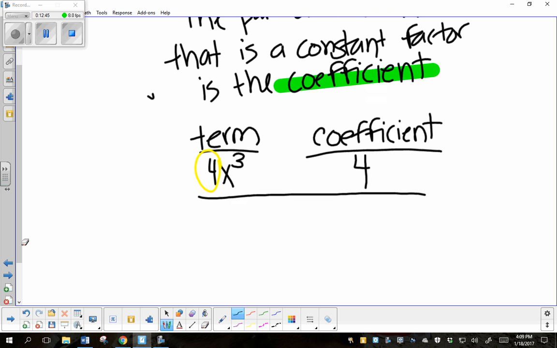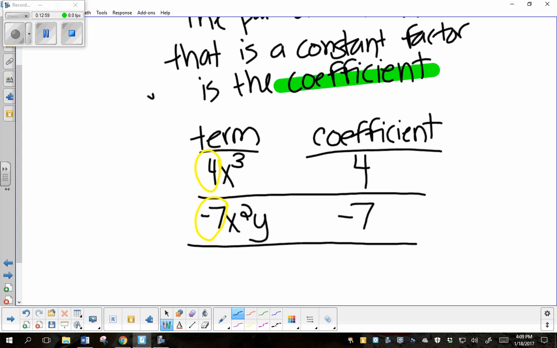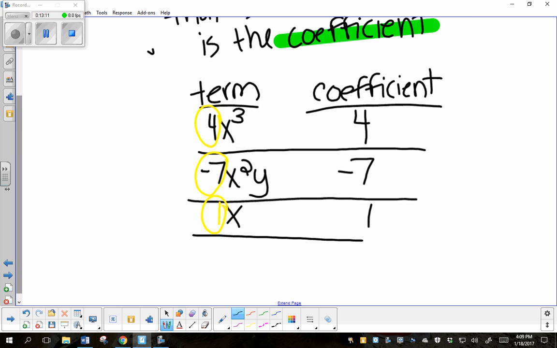We use this word all the time this year. Let's say you have a term like negative 7x squared y. Doesn't matter what the letters on it are. We just look at the number out in front if we're looking for the coefficient. So the coefficient here is negative 7. If you just see an x, remember that it technically has a 1 out in front. That's technically 1x. So x's coefficient is 1. And then let's say you have just a constant, like negative 8. That means that's the coefficient. We just consider that the coefficient itself. So that is what coefficients are.